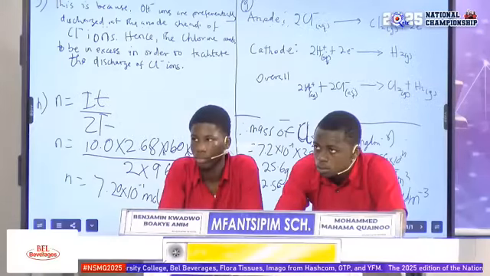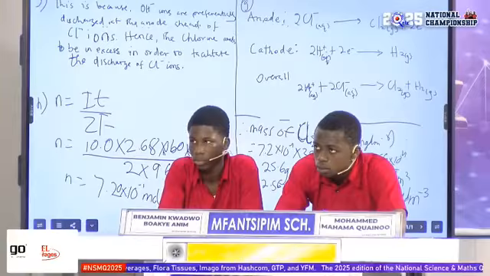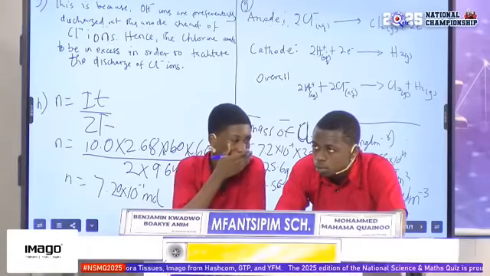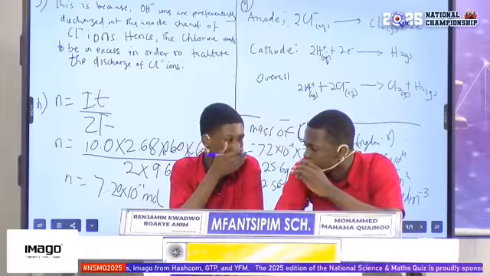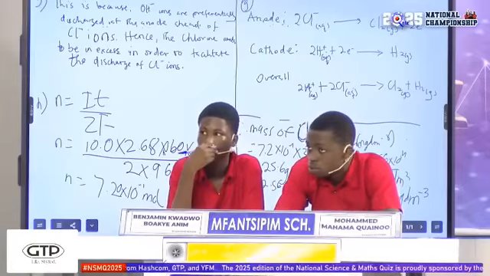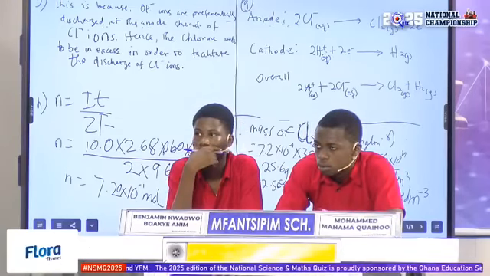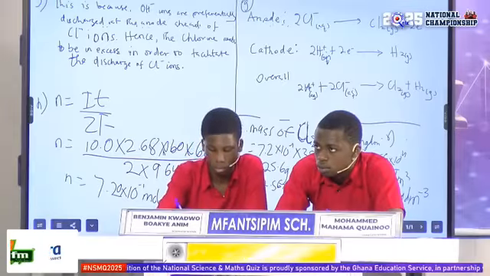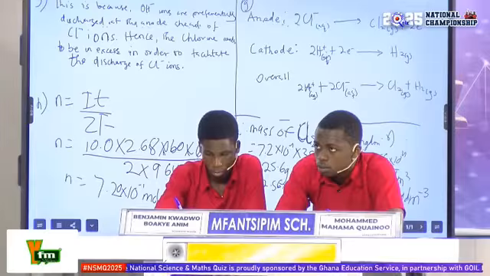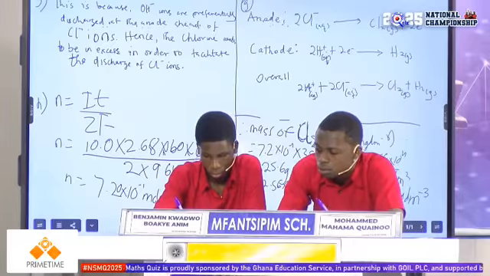Mfantsipim School, anode reaction, correct, 1 point. That was the end of your success. Cathode reduction reaction, no. Overall reaction, no. Concentrations, no, no, no. Even the last part, you mislabeled the 2. It was wrong anyway. And so you wind up with 1 out of 10.